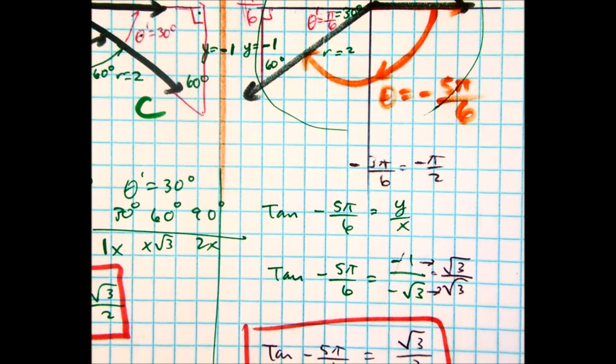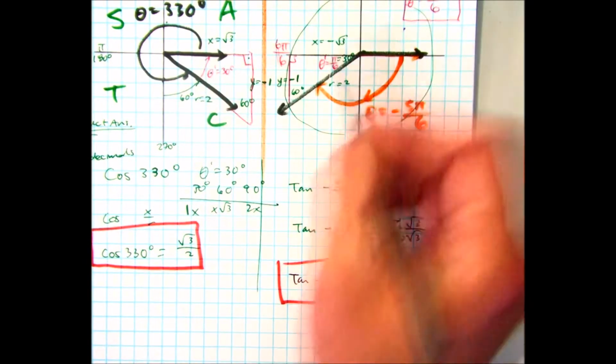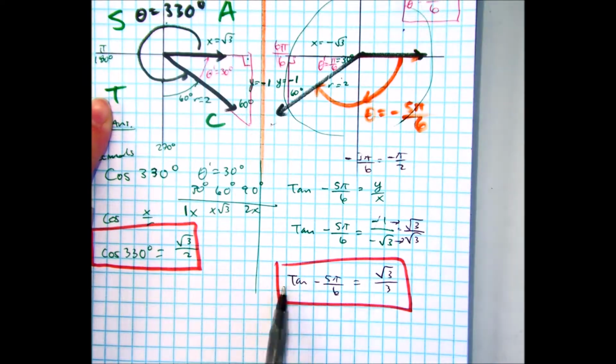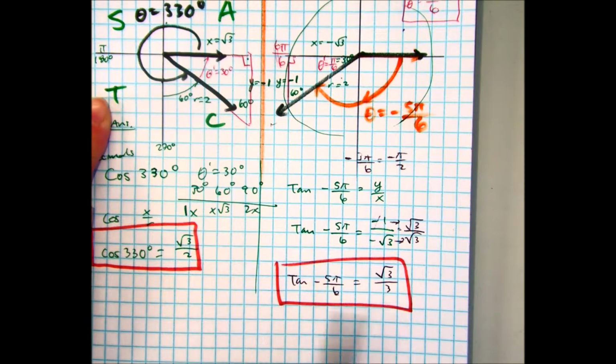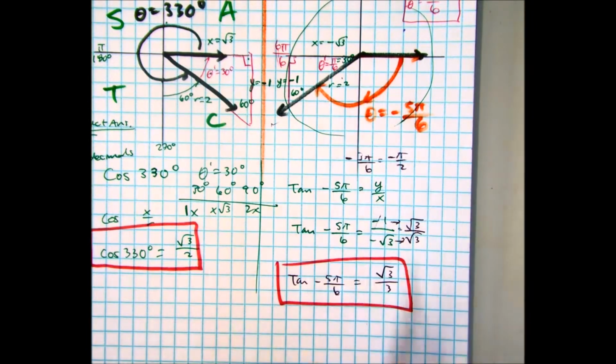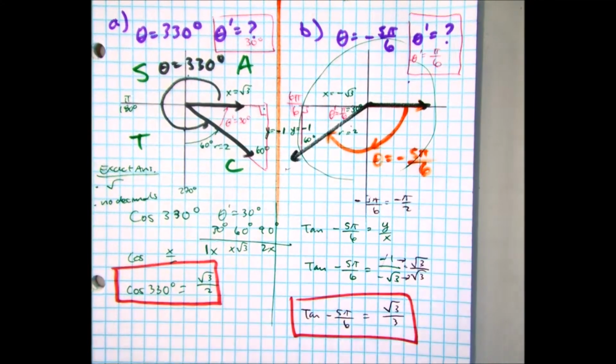I can double check my answer, my positives and negatives. Because I'm in quadrant 3, tangent and cotangent are positive. So, draw a picture, find your reference angle, use your special right triangle, fill in the sides, pay attention to positives and negatives, and you'll get an answer.